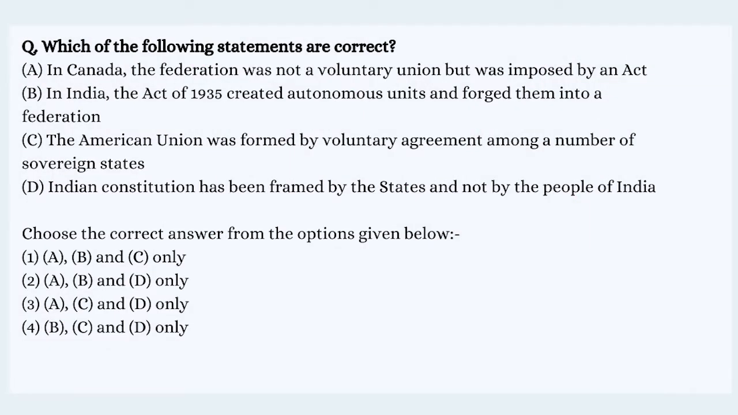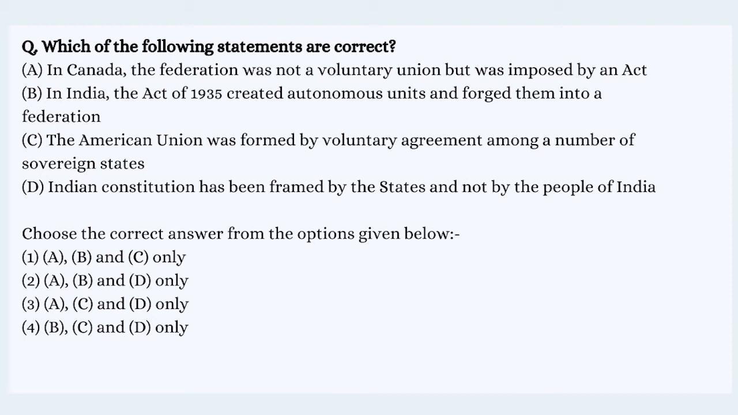Now we have got the next question. This is based on statements, and out of the given statements, you have to choose the correct ones. Now let's see the statements one by one. According to statement A, in Canada, the Federation was not a voluntary union but was imposed by an act. As you know, the Canadian Constitution provides for the parliamentary system of government. The features of the parliamentary government as given in the Constitution Act 1867 provide for the establishment of the federal parliament consisting of a monarchy and the legislative chambers. So according to this, statement A is correct.